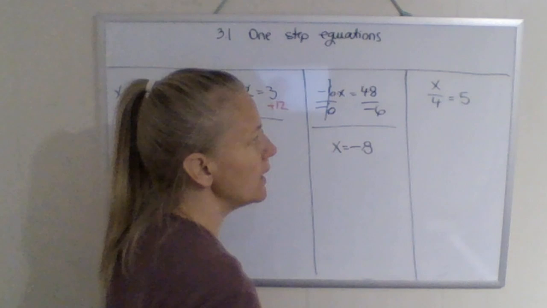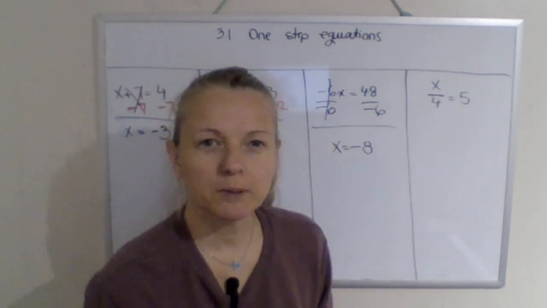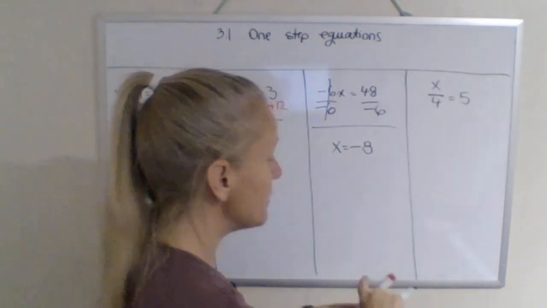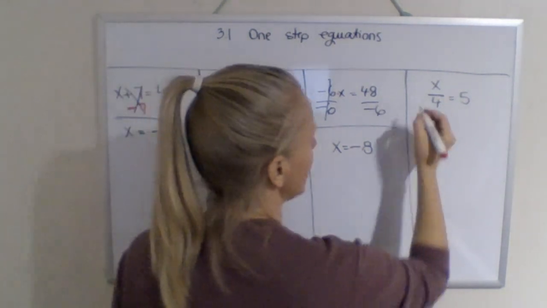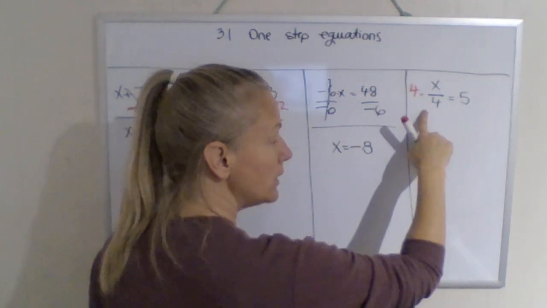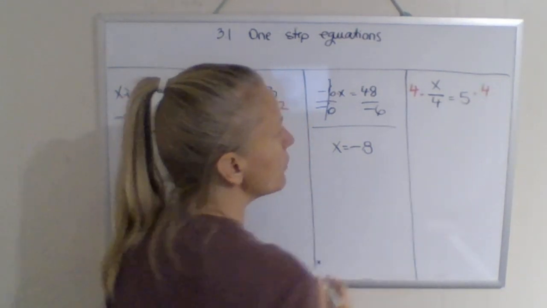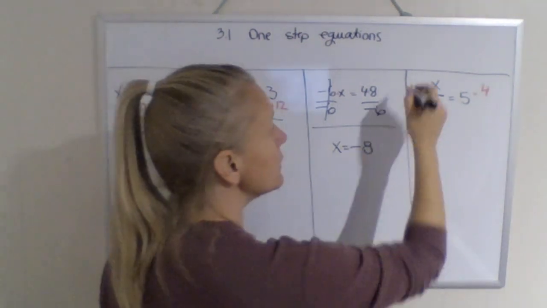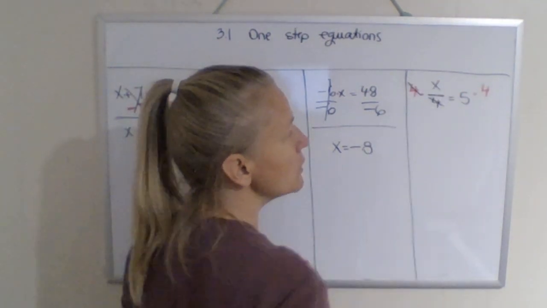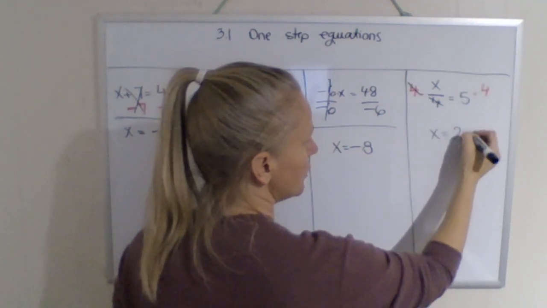And then the last one is this little fraction here, which we said that fraction represents division. The opposite of division is multiplication. I encourage you always to put it on the top. Don't put it on the bottom. Please don't put it on the bottom. You're going to confuse yourself. Times 4, times 4. The reason we do this is because now this reduces with this. X equals 5 times 4, which is 20.